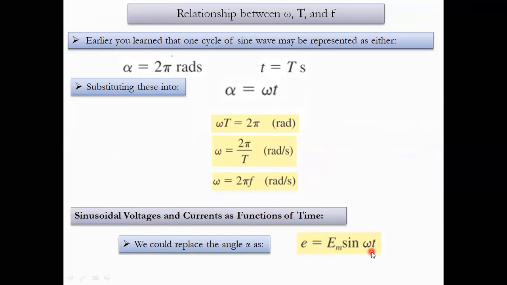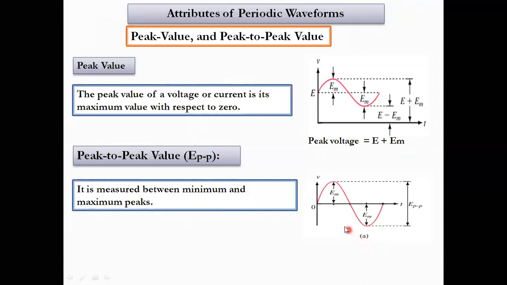Remember this. In that particular waveform, I'd like to gather some other definitions: peak value and peak to peak value. Peak value is the maximum value in this waveform, the Em value. It occurs at a particular angle. Peak to peak value is measured from the minimum to the maximum. This one is a negative value, this one is a maximum value, and this duration is the peak to peak voltage value.